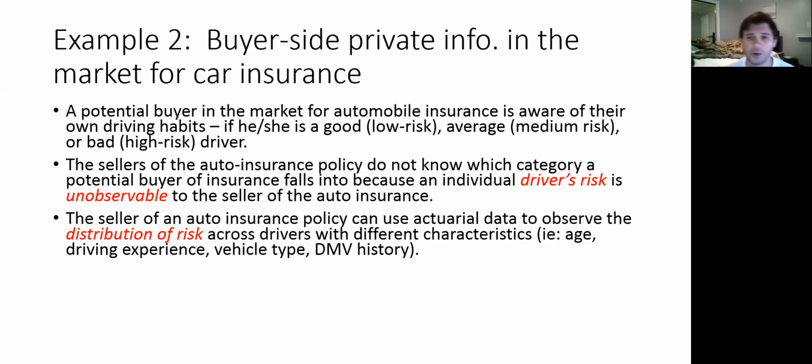So the seller isn't totally blind. They can still observe this bell-shaped curve of your distribution of risk. They know there's a few really high-risk people. There's a few really low-risk people, but most folks are in the middle.